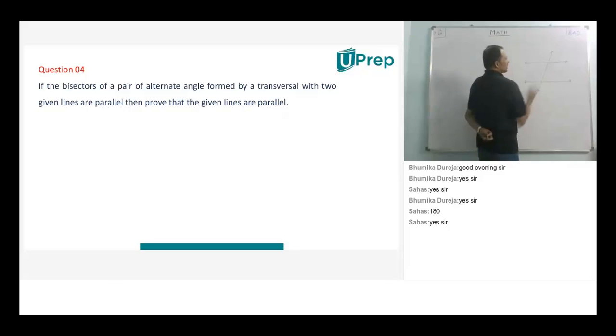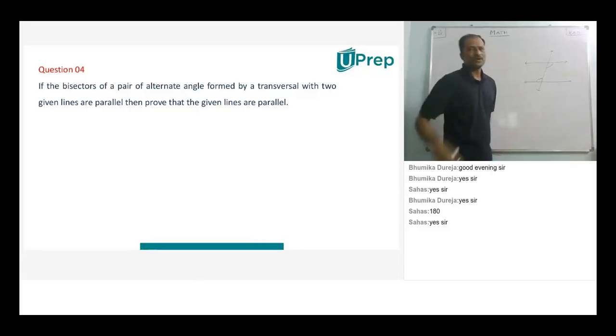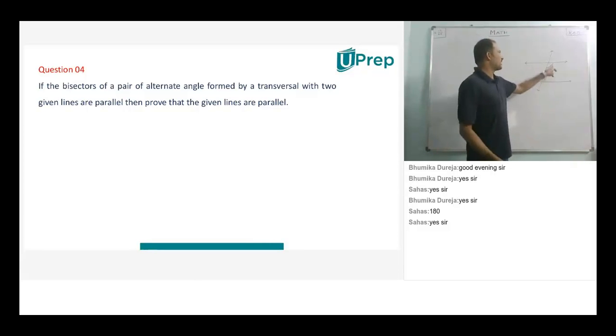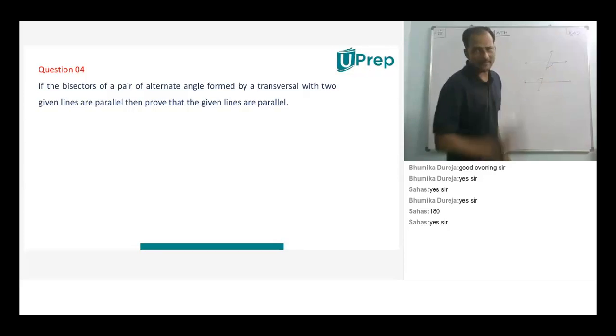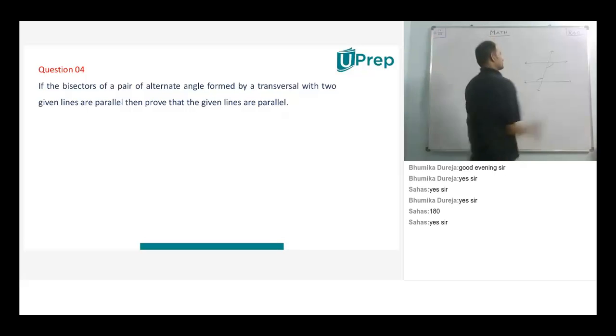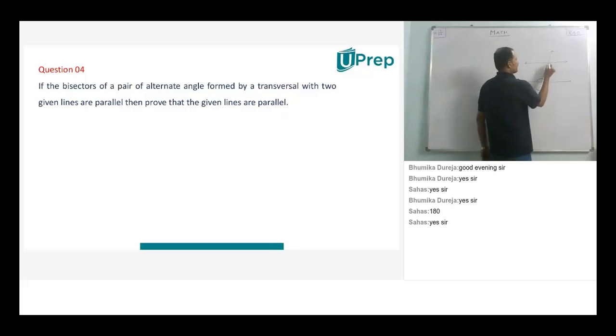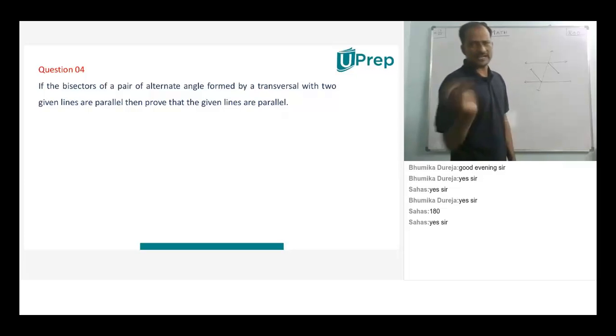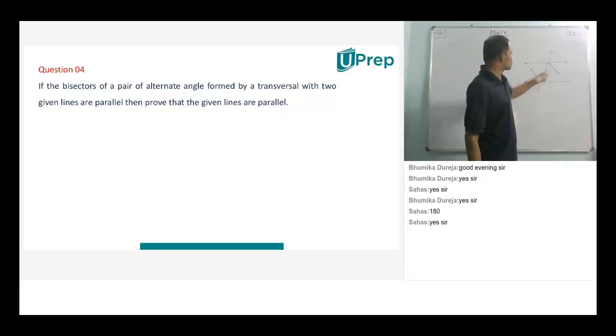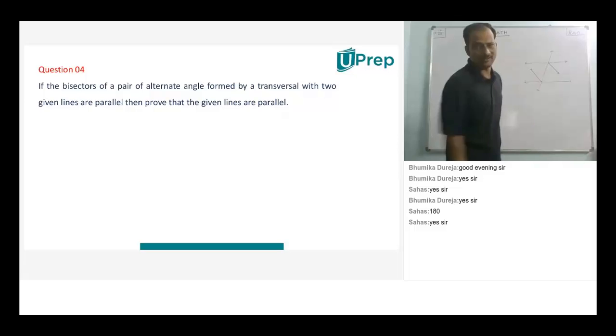What are alternate angles here? This angle and this angle are alternate interior angles, or these two angles. So I will take this pair, one pair I am taking. Now according to the question, we need to go for the bisectors. This is the bisector and this is the bisector. According to the question, these two bisectors are parallel.